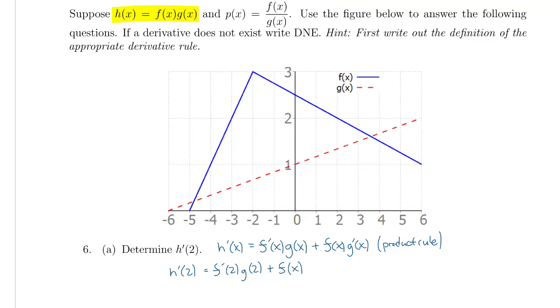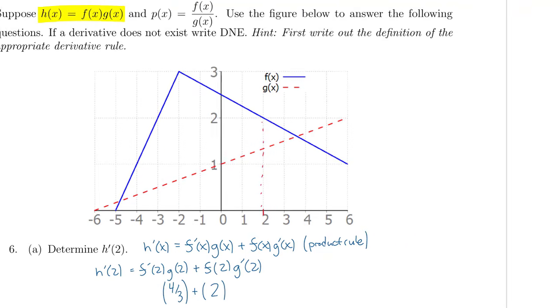The function values we can see from the plot, and the derivative values we can find using tangent lines. Let's do f and g of 2 first. If we go to x equals 2 and look up, we can estimate those values. We can see that f of 2 in the solid blue line is a value of 2, and g of 2 is about 4/3. So we can make that substitution. Now we just need to evaluate f prime of 2 and g prime of 2.